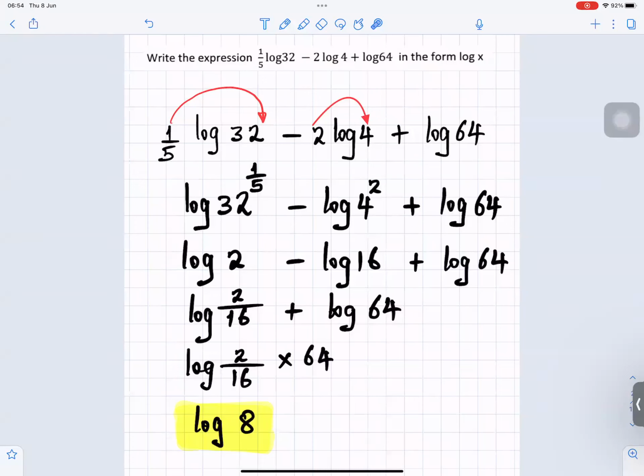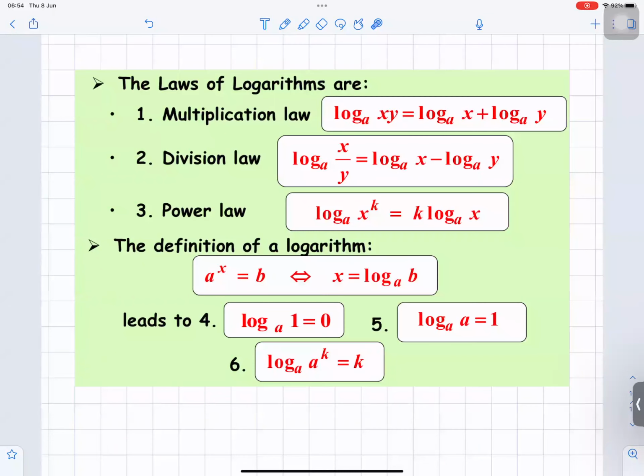There are a couple of ways to do this question, but the first thing I'd like to show you is the laws of logs. These are the laws of logarithms. Number 1, multiplication law. Number 2, division law. Number 3, power law. Number 4, log A to the base A is 1. Log 1 to the base A is 0. And number 5 and number 6. We're going to be using some of these to answer the question, so it's very important to think about them when you're answering those questions.